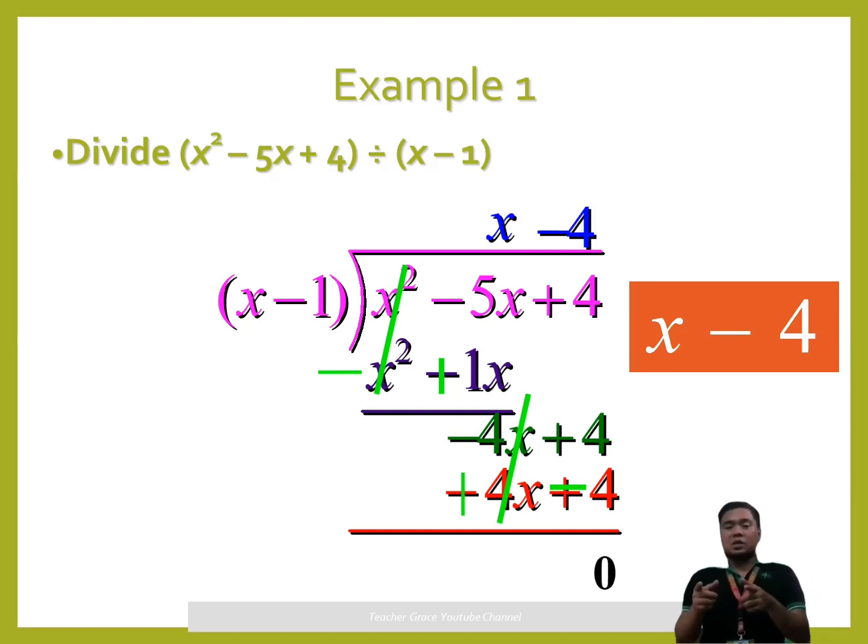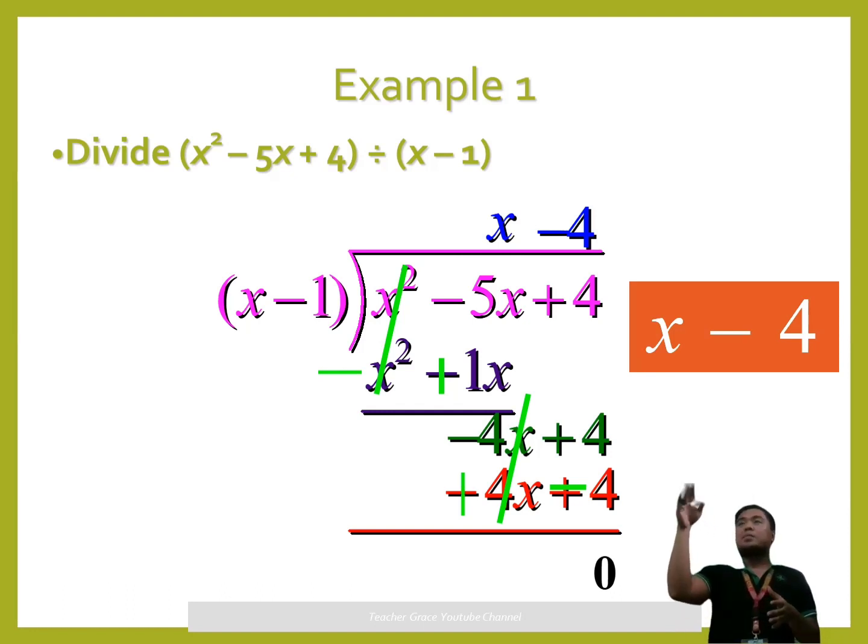You multiply x to x minus 1. So x times x, x squared. Then x times negative 1, that is negative 1x. Then right after that, you will subtract, right? So yun yung rule or yun yung process sa whole number before. Isa-subtract natin yung dividend sa product ng quotient at saka divisor.